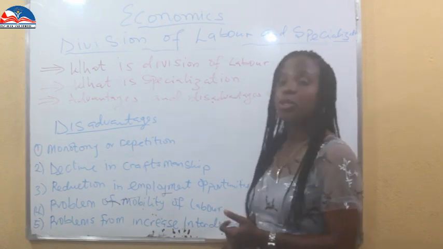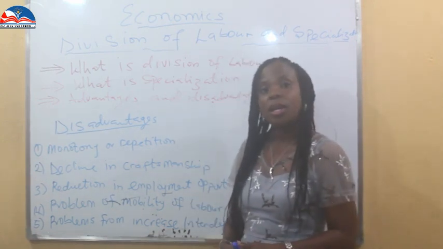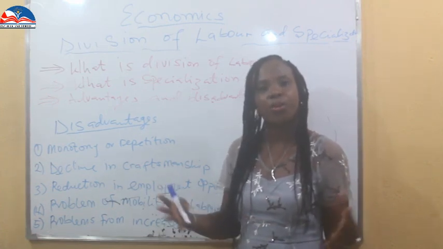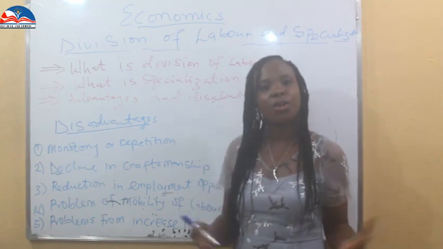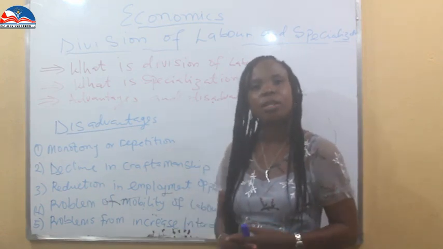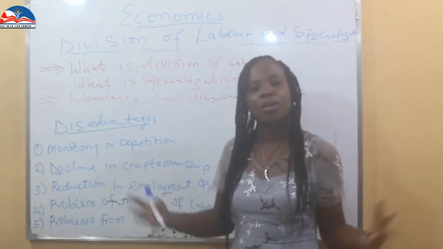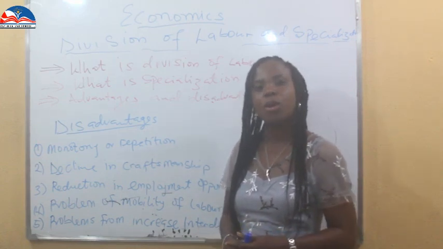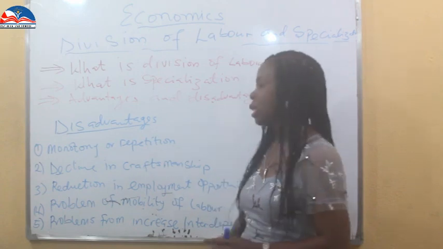Reduction in employment opportunities. Since machines will undertake these jobs, it means that what 10 persons can do, just one person can use a machine and achieve the goal. And so what about the other 9? They lose out on their employment opportunity. So it reduces employment opportunity for people, leading to unemployment rates.